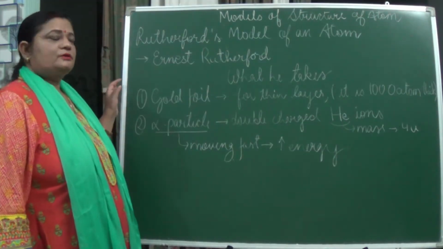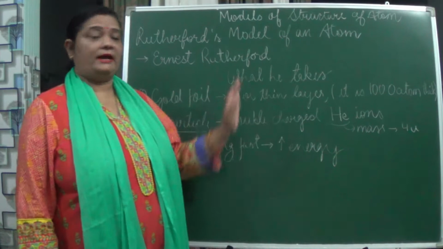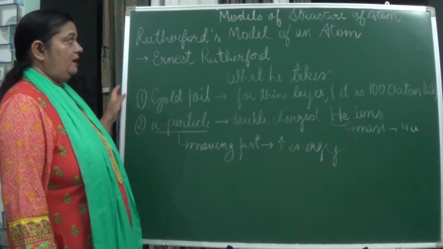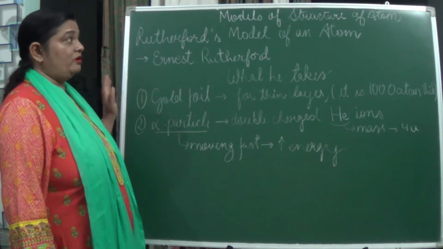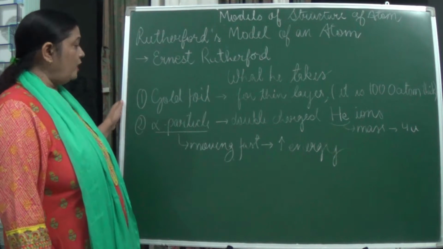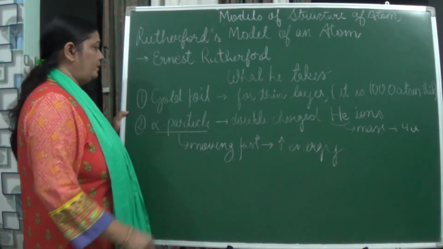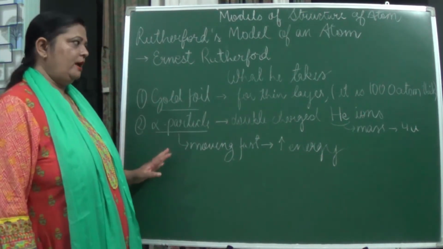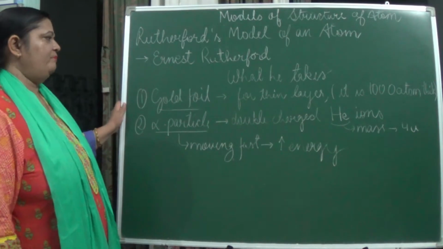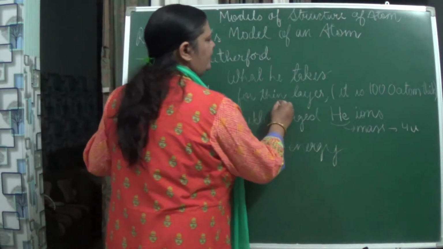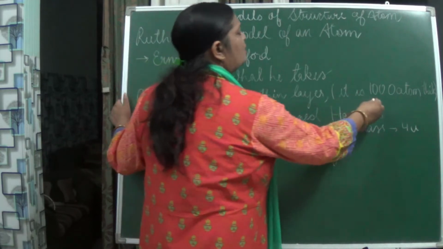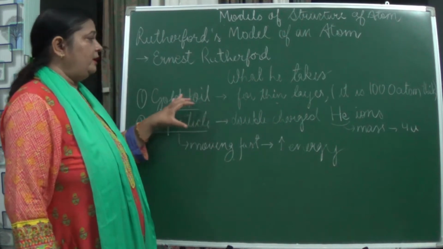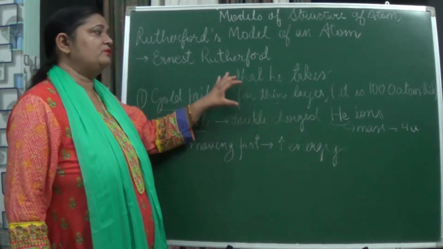Now coming to Rutherford's model of an atom. His full name is Ernest Rutherford. He experimentally gave this model of structure of atom. For his experiment, what did he do? He took gold foil and he took alpha particles. Gold foil is a very thin layer, about 1000 atoms thick. So he took a gold foil which was a very thin layer, only 1000 atoms thick.